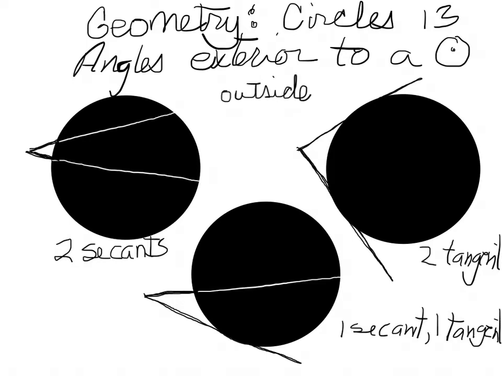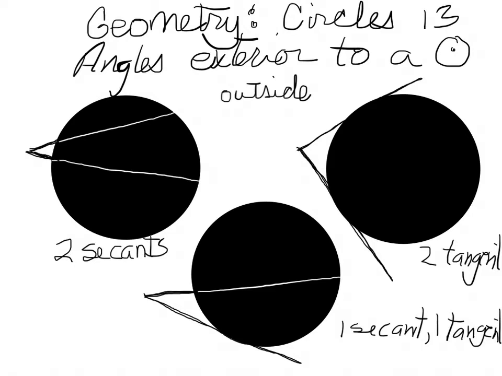And as you can see, in every situation, the angle is outside the circle, or if you wish, exterior to the circle. And the segments used to make the angle, or the lines used to make the angle, are all going to be either secants or tangents, or some combination of a secant and tangent. Now, what does the theorem say?